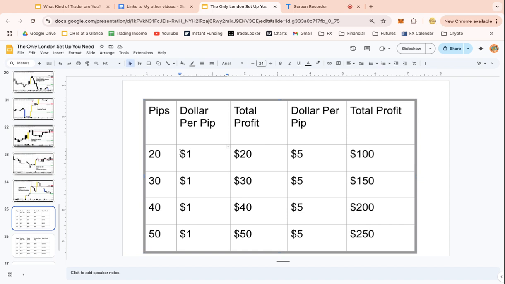Now, let's say you're an expert at getting 20 pips a day. For every London session, that's $20. Okay, if you can do $1 a pip, I think anybody could do that, and you don't even need a large account to do that. 30 pips gets you $30. 40 pips, $40. Self-explanatory, right? Now, let's say as your account grows, you can start to do $5 a pip. Okay, well now that same 20 pips is now paying you $100, $150. Okay, $200 for 40 pips, $250 with $5 a pip.